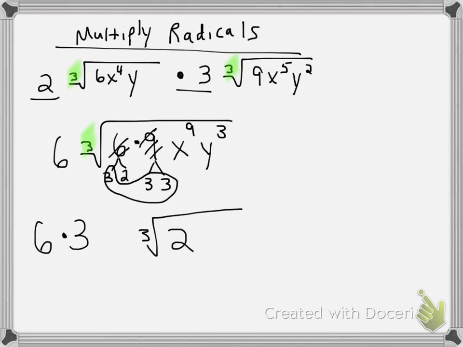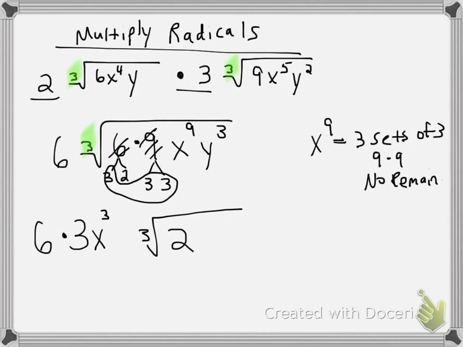Now we need to jump to our variables. Once again, we need sets of 3. I've got 9 x's. The nice thing is that I can create 3 sets. So this is x to the 3rd. I was able to bring out 3 sets of those x's. Remember, we want x to the 9th, which means that we have 3 sets of 3. That's 9, no remainder. All right, so I don't have any more x's underneath that radical.